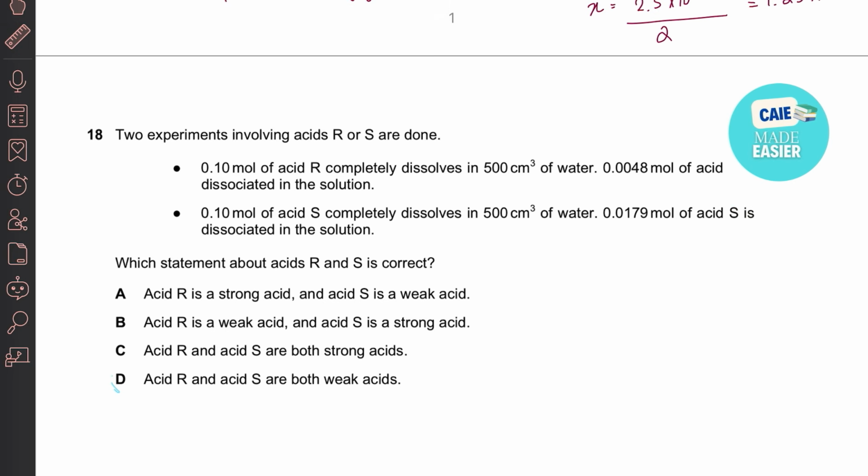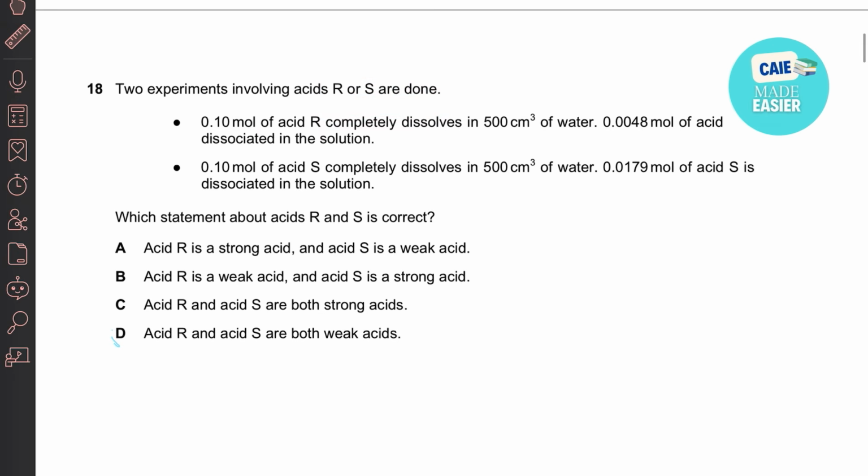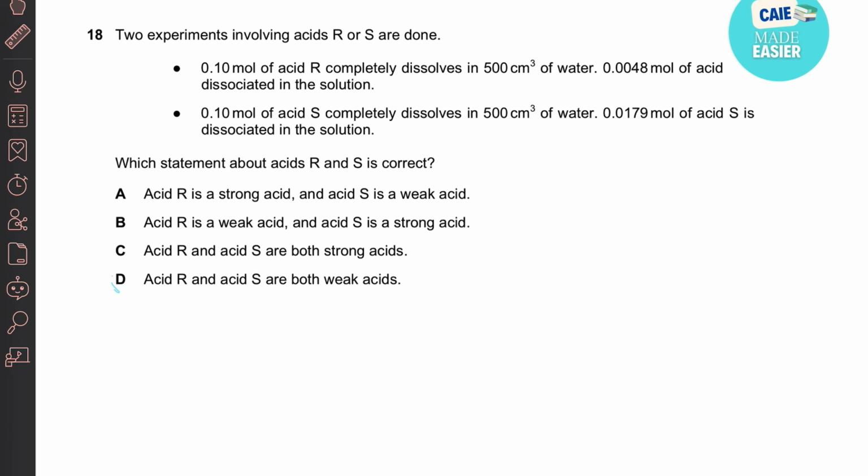Alright, next, 2 experiments involving acids R and S are done. 0.1 mole of acid R completely dissolves in 500 cm³ of water. 0.048 moles of acid dissociated in the solution. Next, 0.1 mole of acid S completely dissolved in 500 cm³ of water, and 0.0179 moles of acid S is dissociated in the solution. What statement about acid R and acid S is correct?